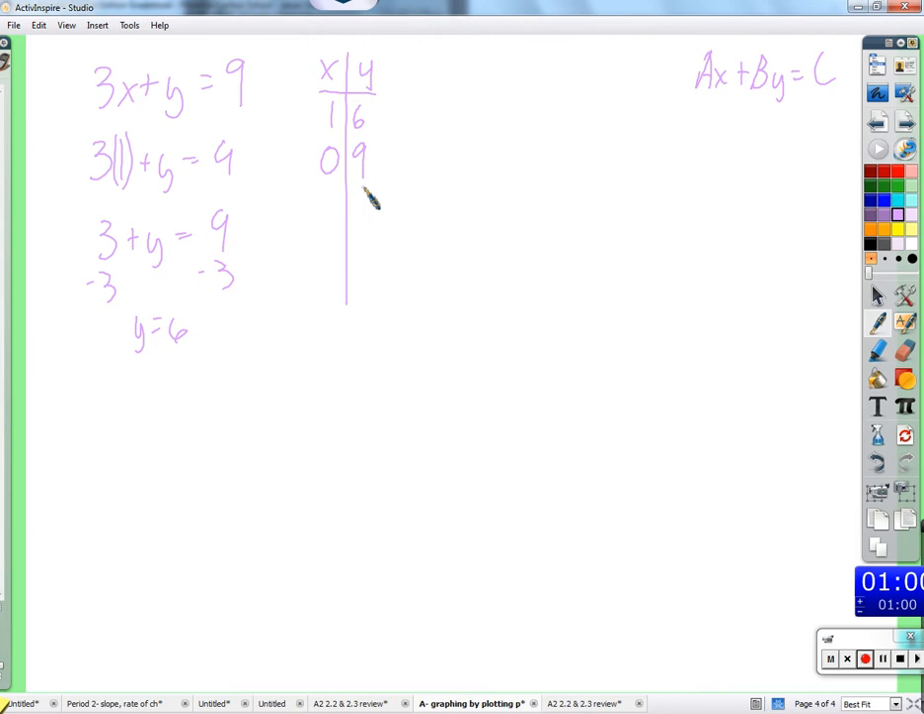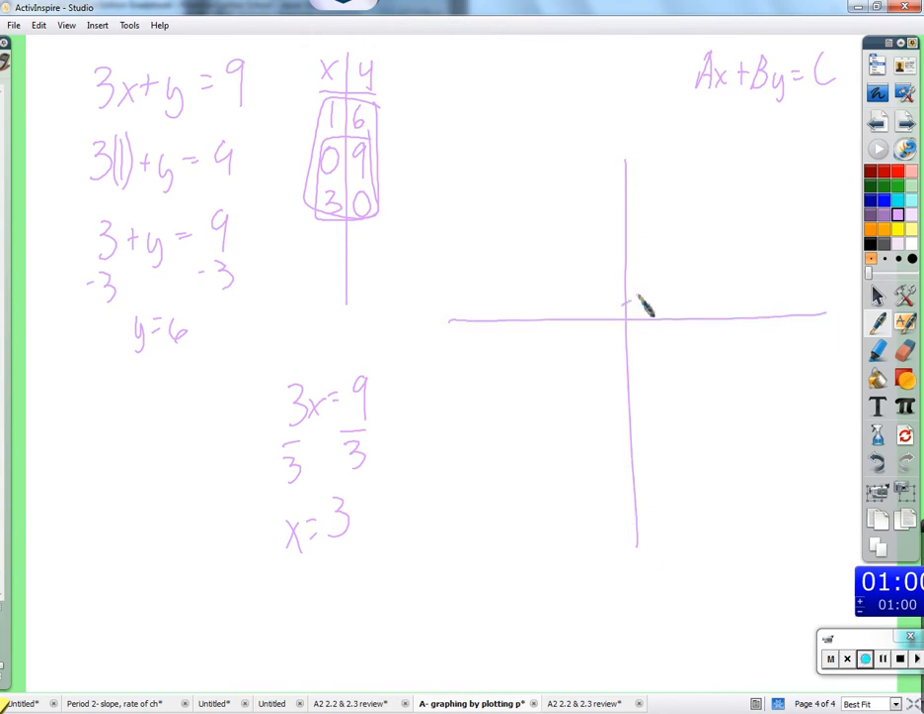Okay? If I didn't happen to have that 1, 6 point, I could do the same thing with y. I could put a 0 in for y. Right? And then I would get 3x equals 9, divided by 3 on both sides, and x is 3. Okay? Now I have 3 points. I would say that these two are the easiest ones to find because multiplying by 0 is such an easy thing to do. So 0, 1, 2, 3, 4, 5, 6, 9, 3, comma, 0.